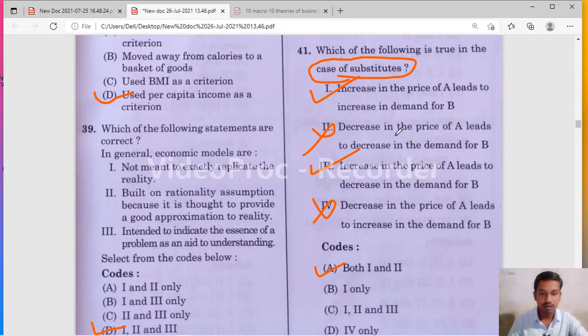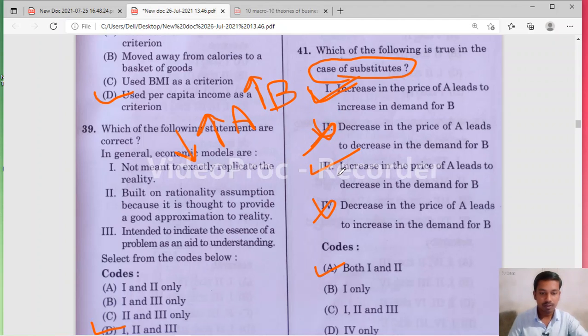Sorry, 41, substitute goods. Let us see, there are two goods, one is A and another one is B. Let us consider the first one, increase in the price of A. Yes, when the price of good A increases, then people will buy less and people start buying more of B. So increase in the price of A leads to increase in the demand for B. Yes, this is correct. B, decrease in the price of A. When the price of A decreases, demand for A increases and demand for B decreases. Decrease in the price of A leads to decrease in the demand for B. No, this is also wrong here.